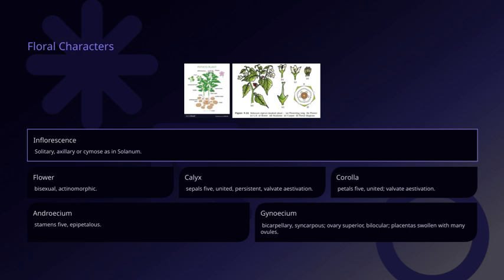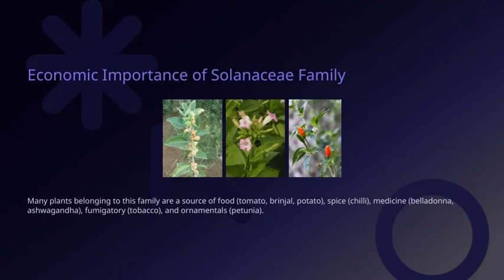Finally, considering the inflorescence, many of these plants feature a variety of arrangements, but the key takeaway is that their floral characters are quite consistent and integral to their identification and classification. These features not only define the plant's reproductive strategy, but also connect to the broader theme of floral diversity and adaptation. Many plants belonging to this family are incredibly versatile and play a significant role in our daily lives. For example, we have common food sources like tomato, brinjal, and potato, which are staples in many cuisines around the world.